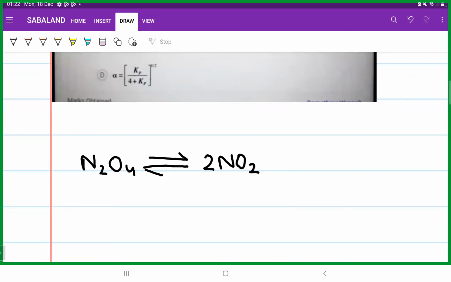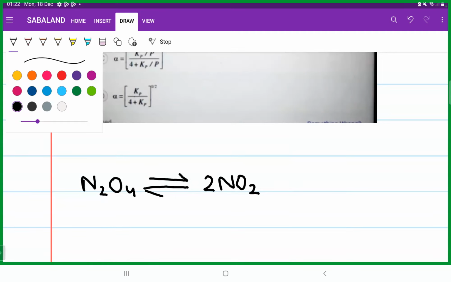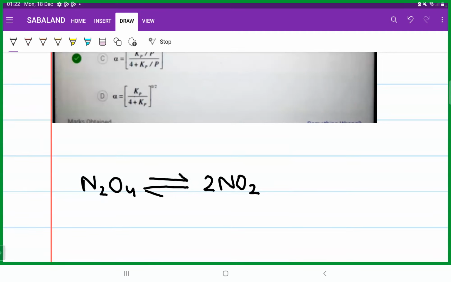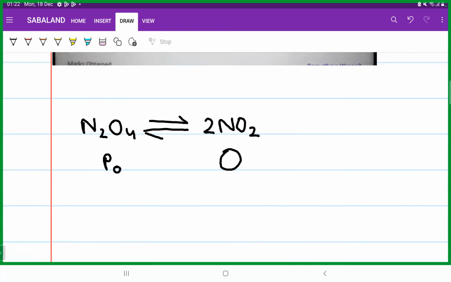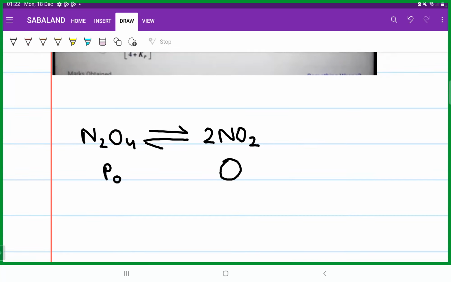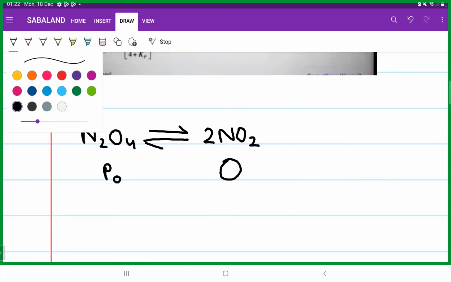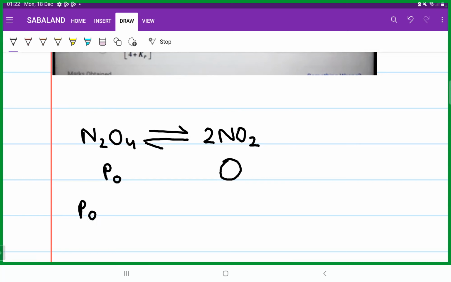So let the initial pressure be P naught. Initially, this is zero, right? Because there is no NO2 existing in the container previously. So the only thing that exists is N2O4, and let the pressure be P naught. So after some time, as it dissociates, this will be the pressure, I would say, of N2O4.